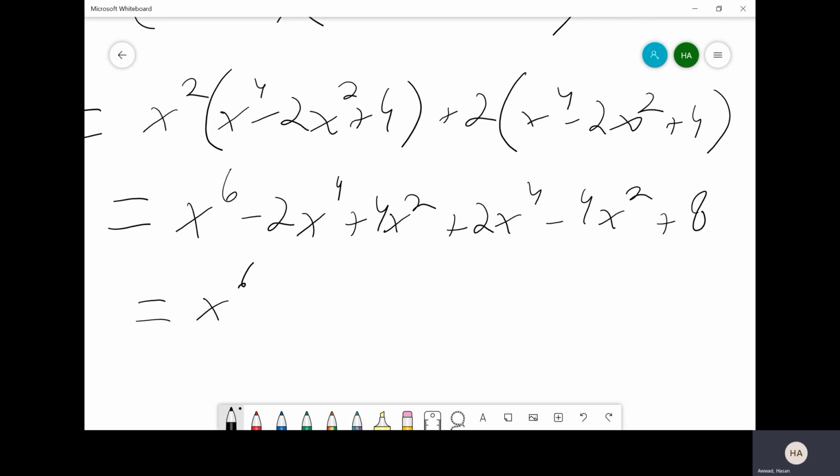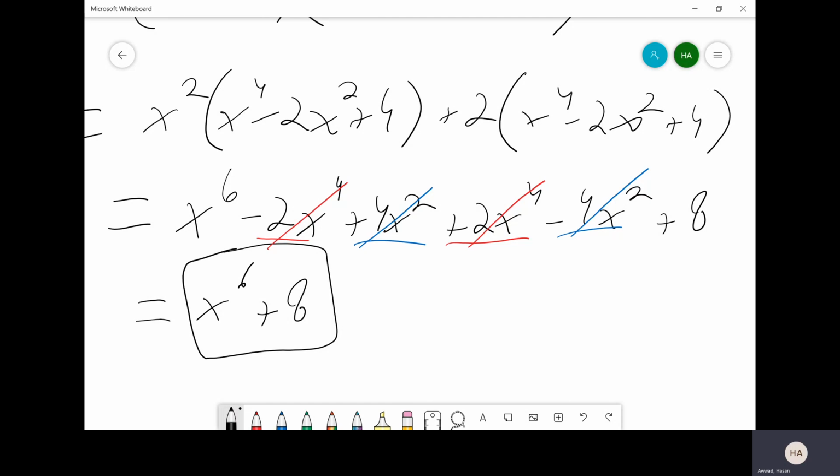Is there any term that has an x to the 4th? And you say, yes, there's 2, right? There's the negative 2x to the 4th and the plus 2x to the 4th, which means that when we add them together, they're just going to cancel, and we have nothing left for x to the 4th. So I'm not going to write anything down for that. Next up, we have 4x squared minus 4x squared, right? We have 1 here and then 1 here. So those are also going to cancel, and we have nothing left, right? So these guys cancel, and these guys cancel out. And last but not least, we have the plus 8. Do we have any other constants? We do not. So we just have our final answer, x to the 6th plus 8.